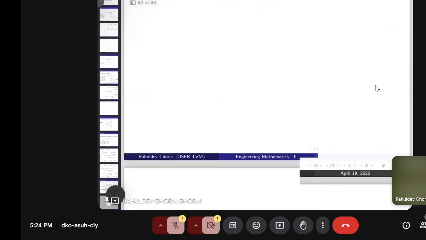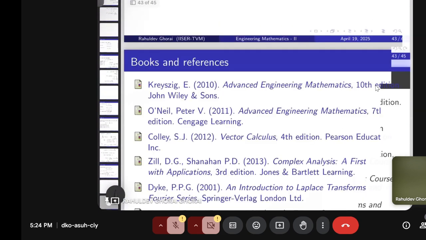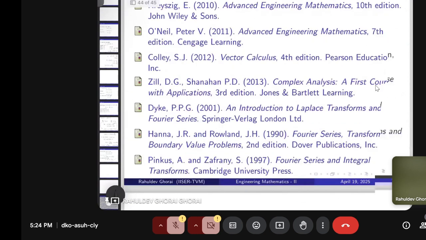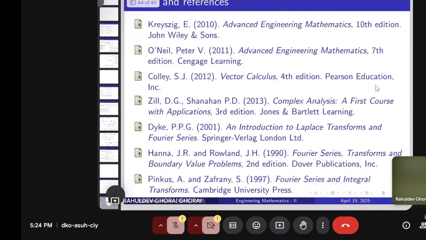And yeah, so books and references given by Professor Jitendra Kumar.